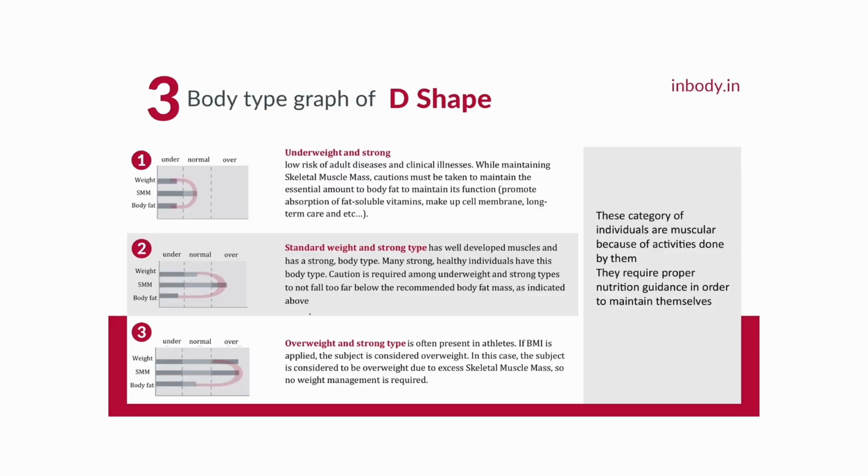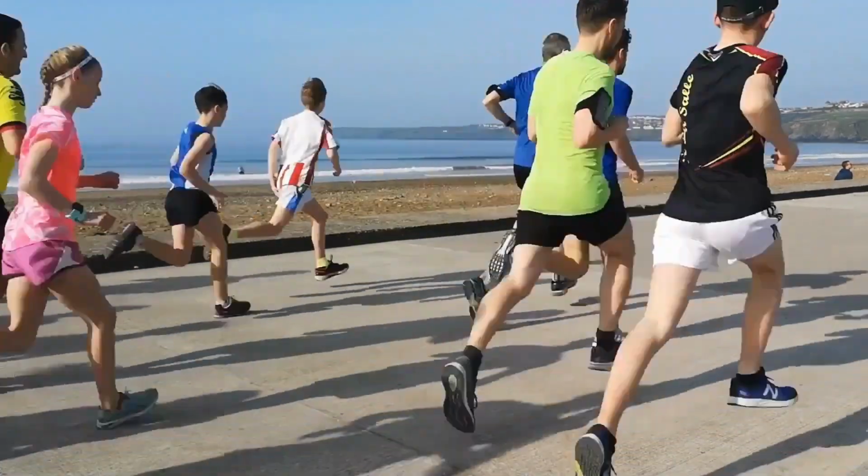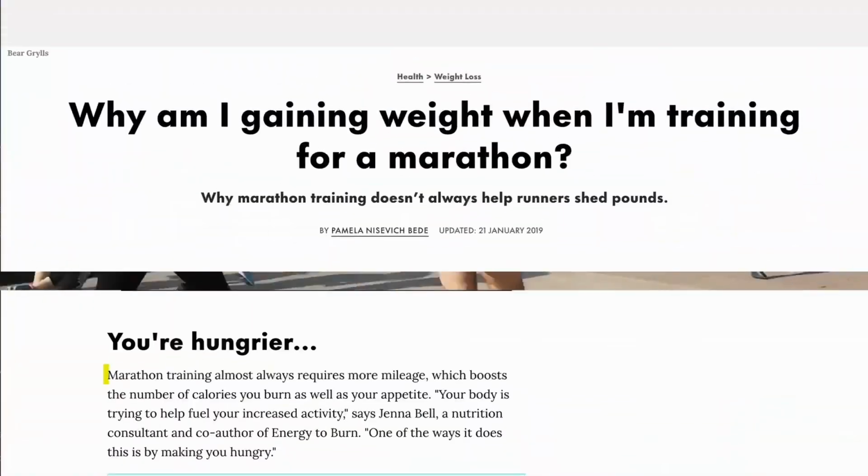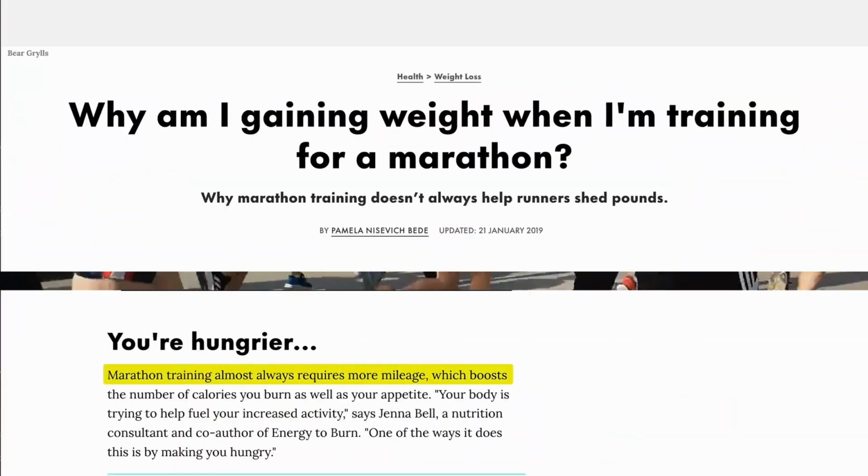The third type of the graphs which we form are the D-shaped graphs. The first one is underweight and strong. Imagine a marathon runner. Marathon runners normally have to maintain their weight a little less. If the person is playing in a lightweight category, then the weight is less, muscle mass is high, and body fat is also less. So this is forming a D-shaped graph, but the person is underweight.